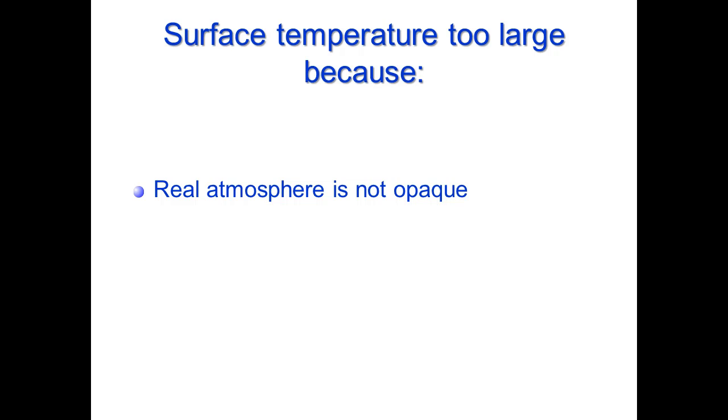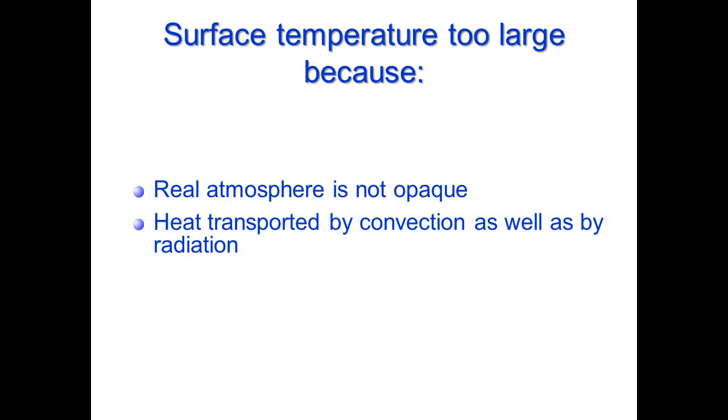The surface temperature in this model is too large because of some of the simplifying approximations we've made. First of all, the real atmosphere is not completely opaque either to solar or infrared radiation. And very importantly, we've neglected here another way of transmitting energy through the atmosphere, and that is by convection. It's not just radiation that's moving heat around. We're going to talk about convection more extensively later in the course.